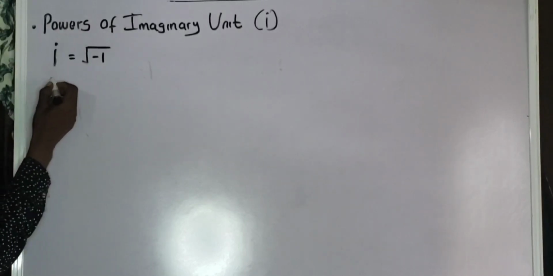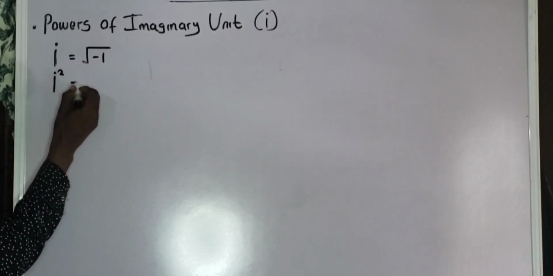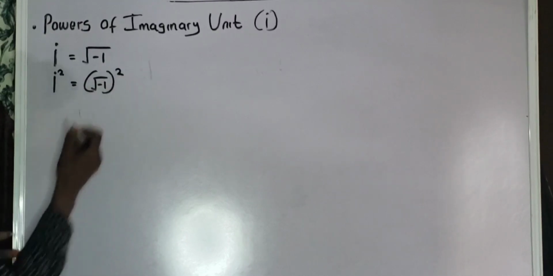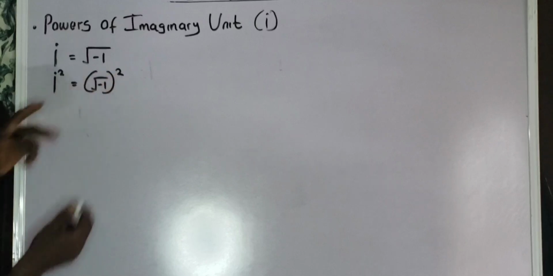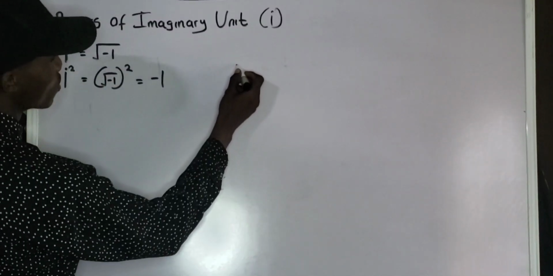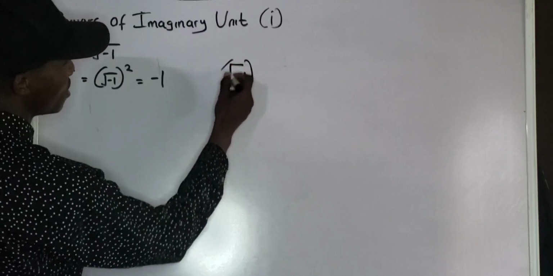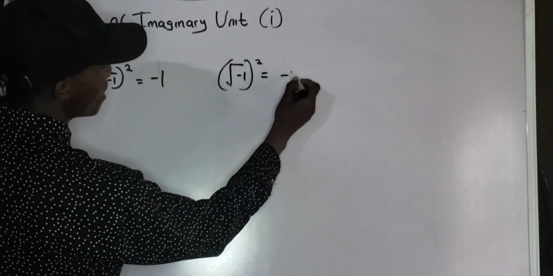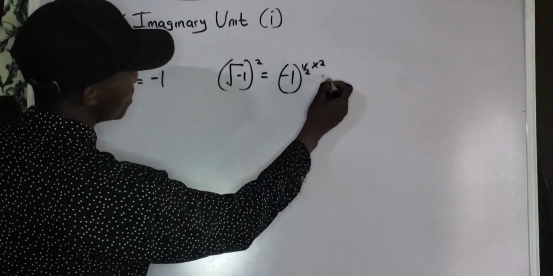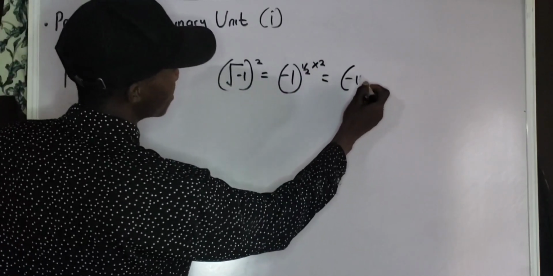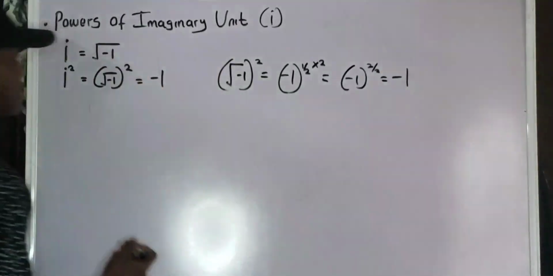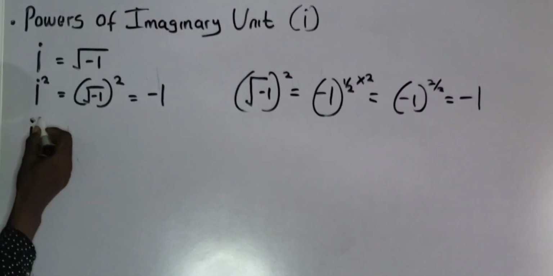Now, when I is raised to the power of 2, that will be the square root of -1 raised to the power of 2, which is -1. Because the square root of -1 raised to the power of 2 can be written as -1 raised to the power of 1 over 2 multiplied by 2. That will be -1 raised to the power of 2 over 2, which is equal to -1. You understand? What if I is raised to the power of 3?